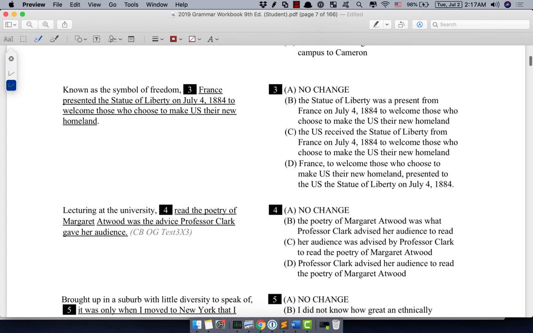Number three, known as a symbol of freedom. That part is, again, a modifier here. And what does that modifier describe? Since that modifier doesn't tell you what or who is known as a symbol of freedom, then you look at the thing after the comma. So you look at what's after the comma, and in choice A, you have France, but France is not known as a symbol of freedom. Choice B is the Statue of Liberty. That is known as a symbol of freedom. C is the US, not known as the symbol of freedom. D is France, also not the symbol of freedom. So the answer is B.